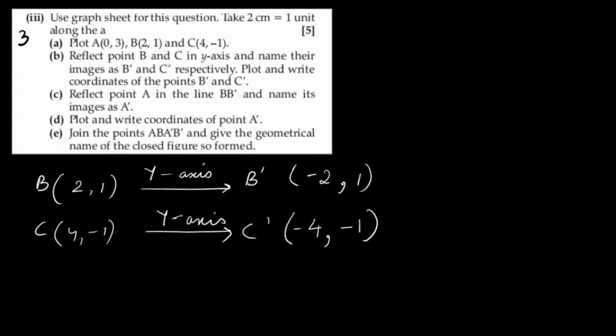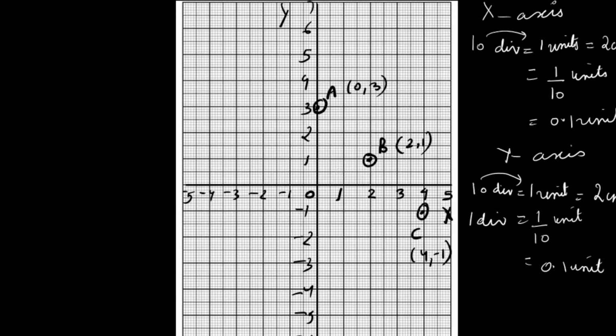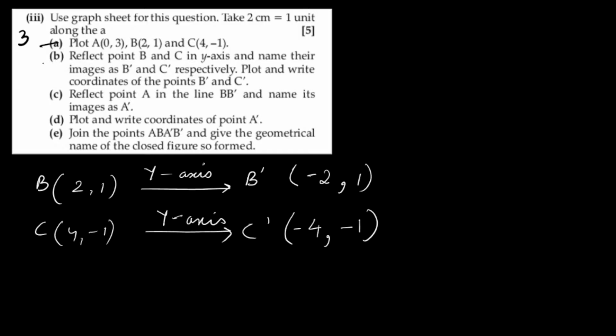So B dash and C dash we have to write and plot. It's clearly mentioned, so that's why we have to write it down and plot on the graph also. B dash is minus 2, 1. So this is B dash. And C dash is minus 4, minus 1. So it should be here, C dash. So I've marked B dash and C dash. Let's see. So A is done, B is done.